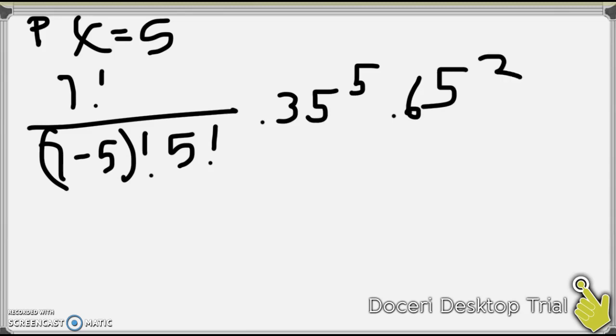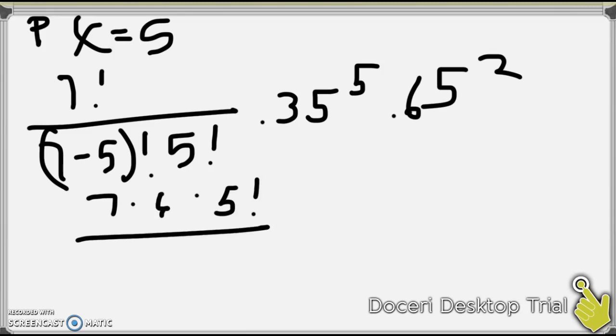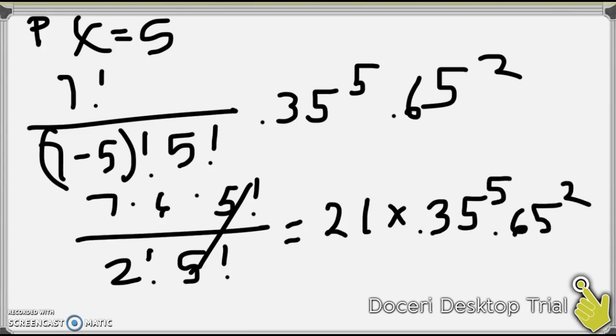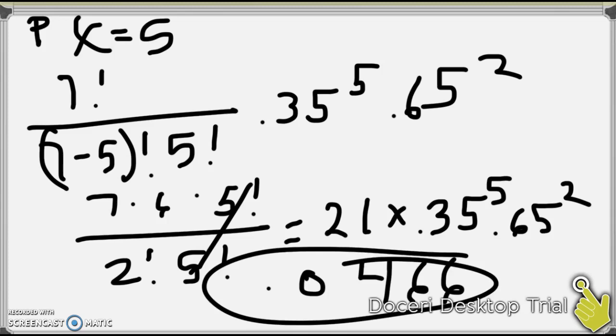So we get, the more you do this, I know you probably don't believe me, but the easier it gets. So here I would cancel these two out, and then 7 times 6 is 42, divided by 2 is 21. So 21 times 0.35 to the fifth times 0.65 to the second. If you put all of that in, you should get 0.0466. That's the probability that x equals 5.